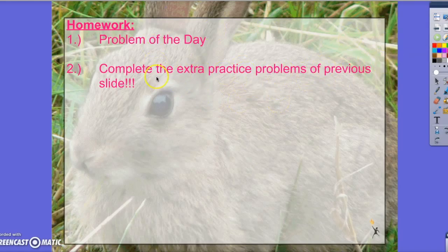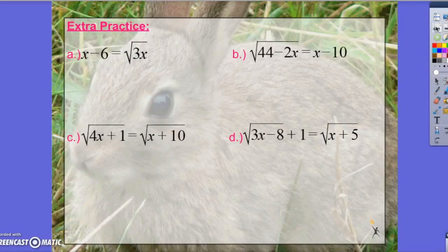Do the problem of the day, and instead of problems in the actual homework, I want you to complete the extra practice problems of the previous slide here. So that means, once again, these 4 problems.